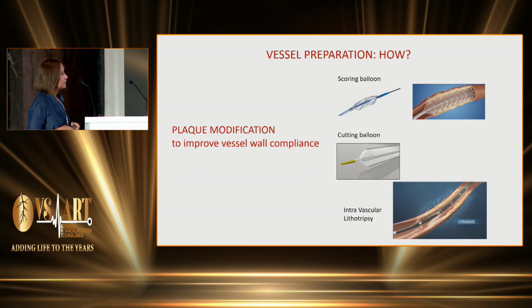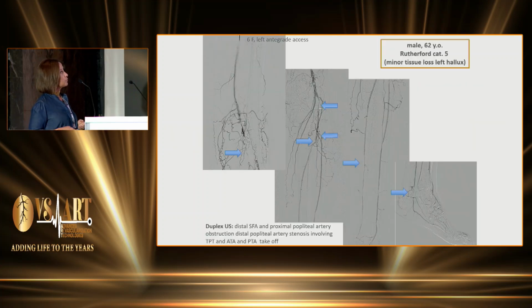And how can we do that? We can work on the plaque modification itself to improve the vessel wall compliance, and we can do it with a scoring balloon such as the Chocolate system or a standard scoring balloon like AngioSculpt. We can do it with the old-fashioned cutting balloon, and now we also have intravascular lithotripsy.